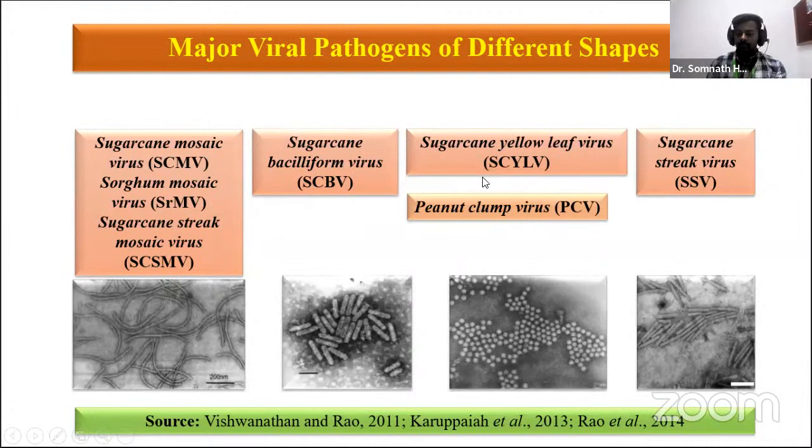You can see these are the electron microscopic photographs of these viruses. These are the photographs of the sugarcane mosaic virus, belonging to the Potyviridae family. You can see the highly flexuous rods in the photographs. For sugarcane bacilliform, you can see the bullet-like, bacillus-like structures of the virus under electron microscopy. Sugarcane yellow leaf virus is spherical.